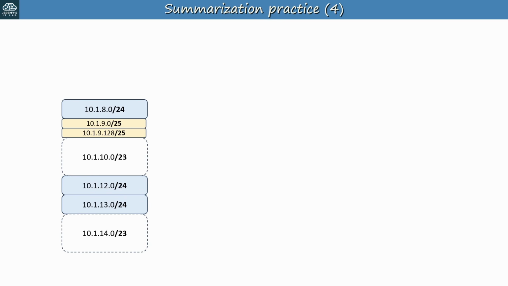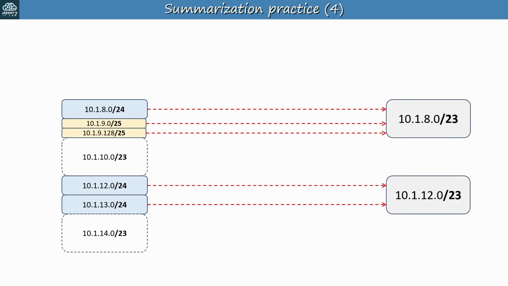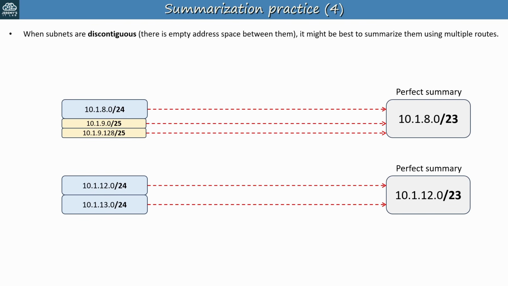Instead of one large imperfect summary, what if we summarize these 5 routes into 2 summaries? These 3 subnets fit perfectly into 10.1.8.0/23, and these fit into 10.1.12.0/23. The unused space isn't included in the summaries, so we have these two perfect summaries. When subnets are discontiguous, meaning there is empty address space between them, it might be best to summarize them using multiple routes. This has the upside of allowing for more precise summarization, but more summary routes are required, 2 routes instead of 1 in this example.